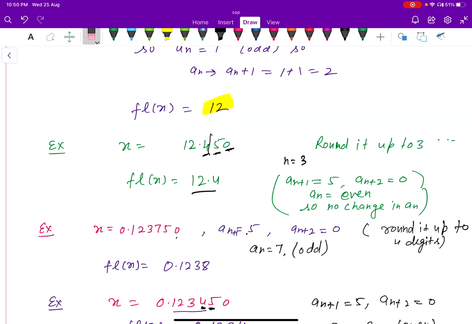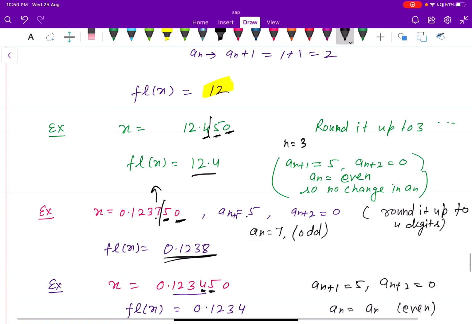There are some more examples we are discussing here. x equal to 0.123750, and we have to cut the series after 4 digits. An plus 1 is 5. The next number is 0. So that's why we will check this number. This is an odd number. So we'll add one to 7. So we are getting this.